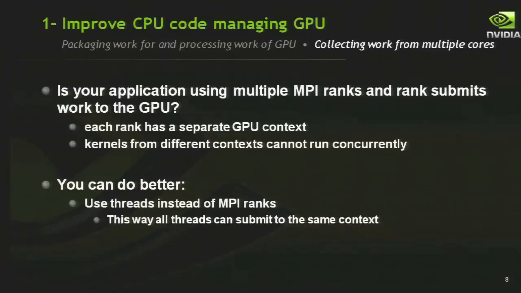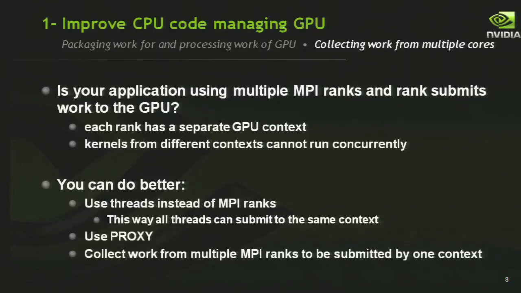So the first obvious one is don't use an MPI rank per core. Instead, you can use threads, and all the threads would share a context, and so you wouldn't have this issue. All the kernels from the context would run at the same time on the GPU. Another thing, if you are using a system like Titan or Blue Waters, you can use a CUDA proxy server. So basically, proxy allows an application to use multiple contexts and still run concurrently on the GPU. So all of the kernels from different contexts, if they're using proxy, run on the GPU at the same time.